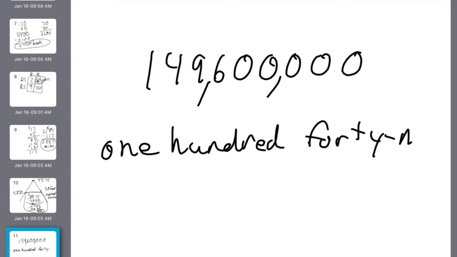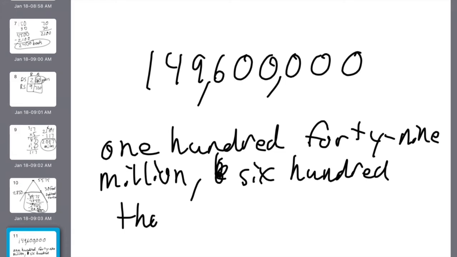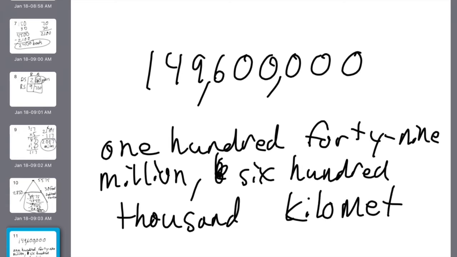That's 149. Don't forget your hyphen. And that is 149 million, comma, words, 600,000. And we are talking about kilometers. Some of you might know that that is 93 million miles. So you might as well get some extra credit for knowing that.